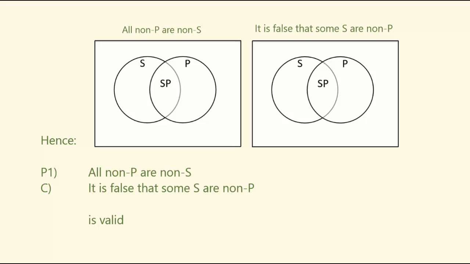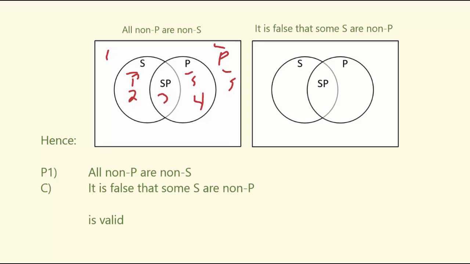If we have area 1, 2, 3, and 4, and we say all non-P are non-S, we first need to figure out what areas are in play. Well, we have non-Ps in area 1 and in area 2, because those are the areas that are outside of the P circle. We then have non-Ss in area 4 and in area 1, because those are outside of the S circle. So then we think about what we're saying when we say that all non-P, everything that's a non-P, is a non-S.